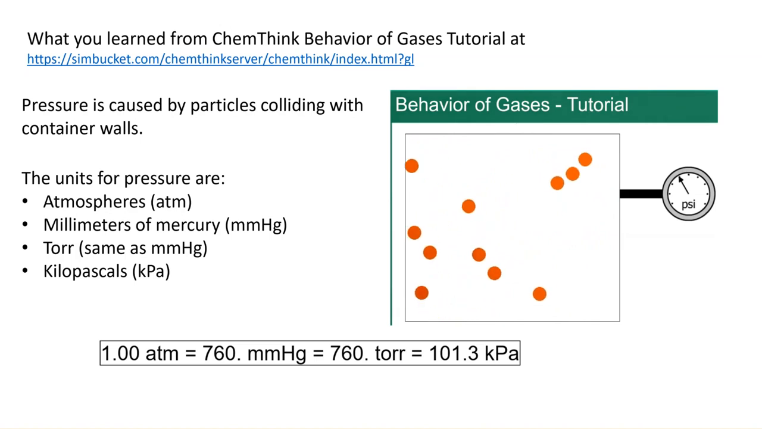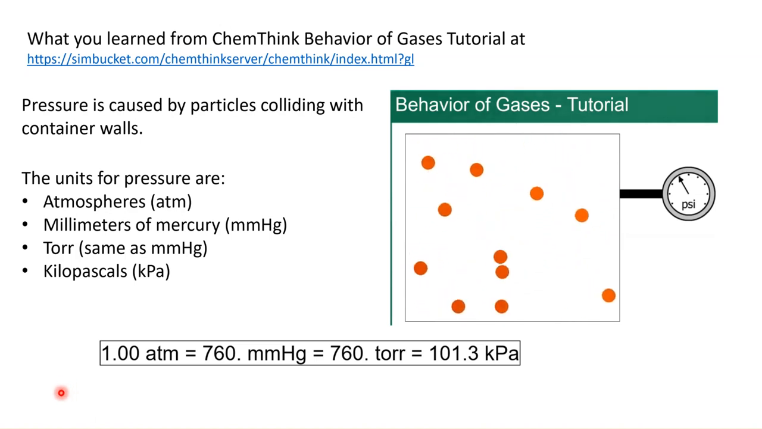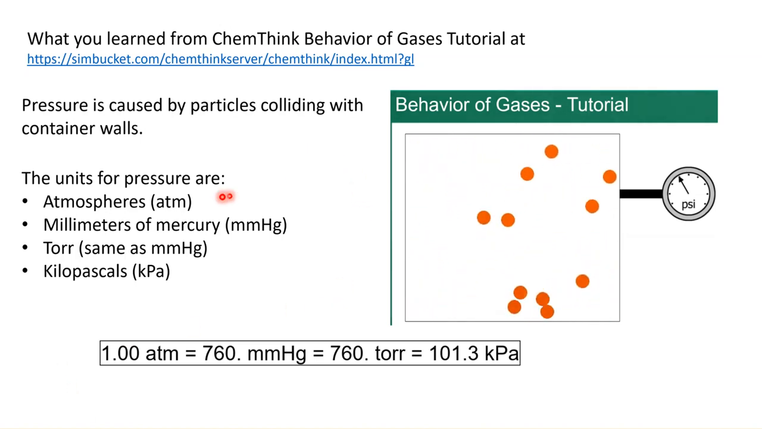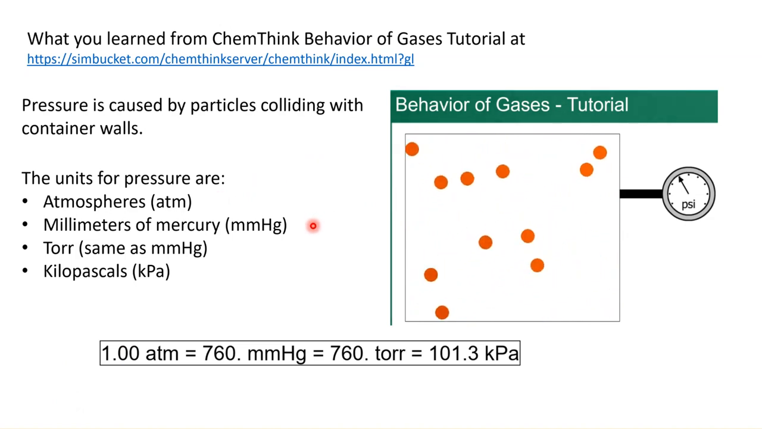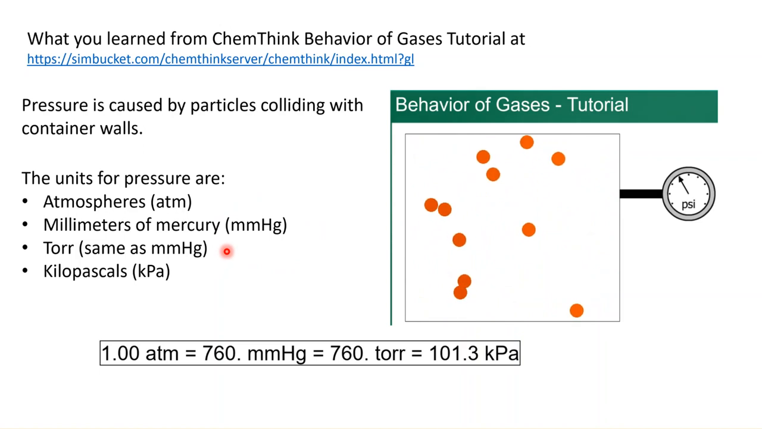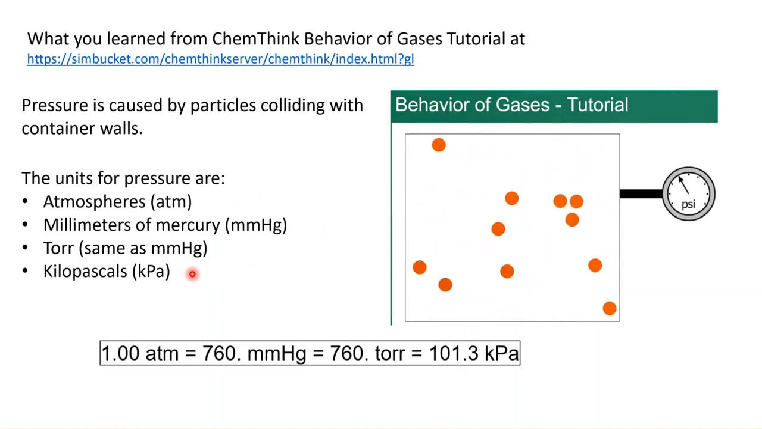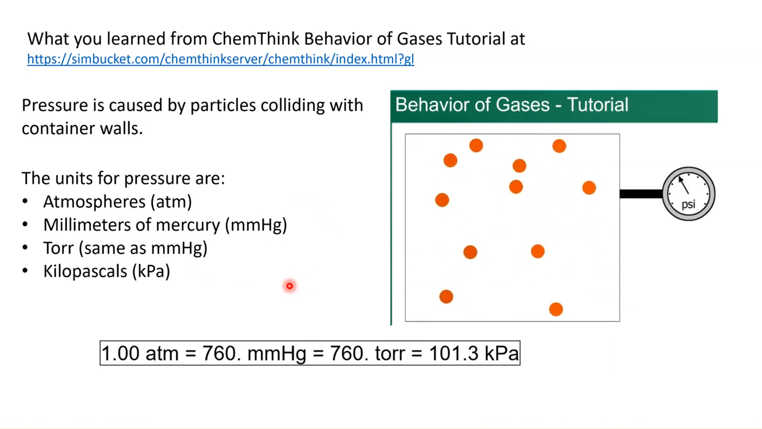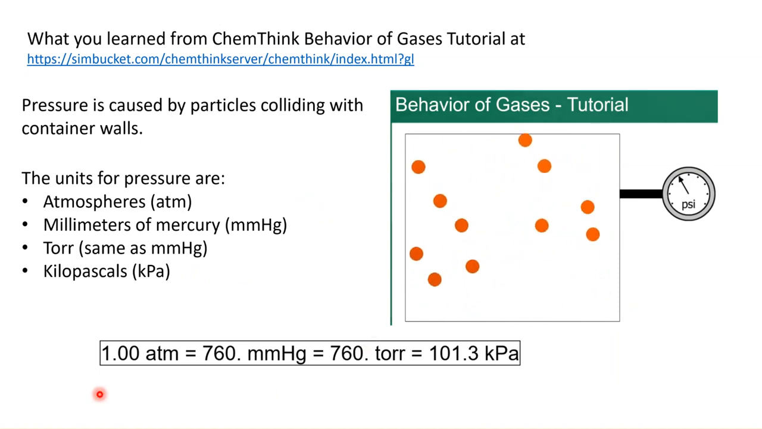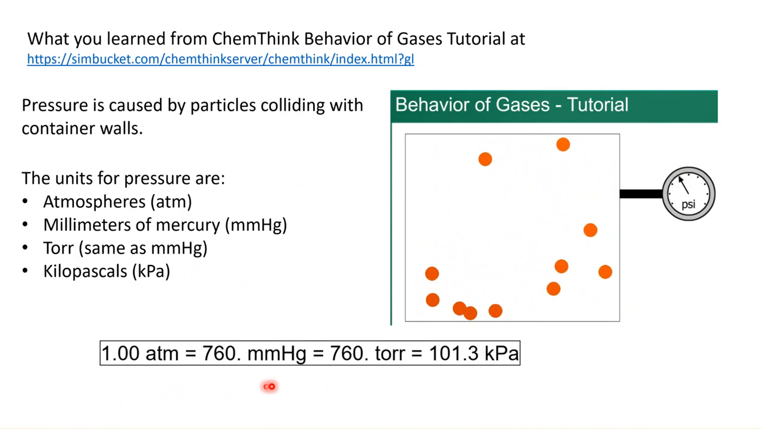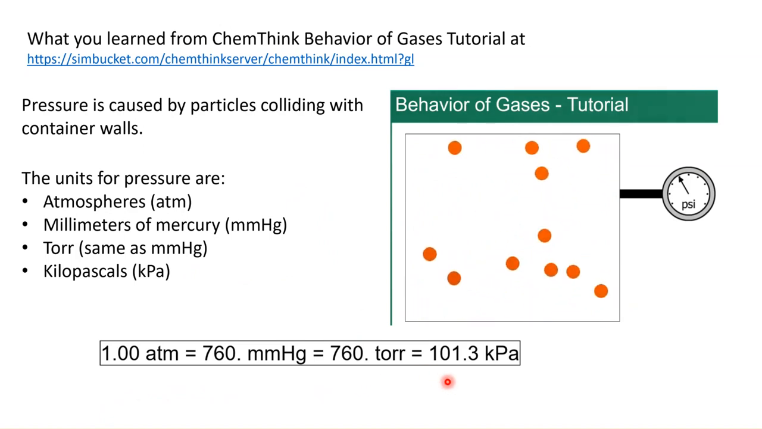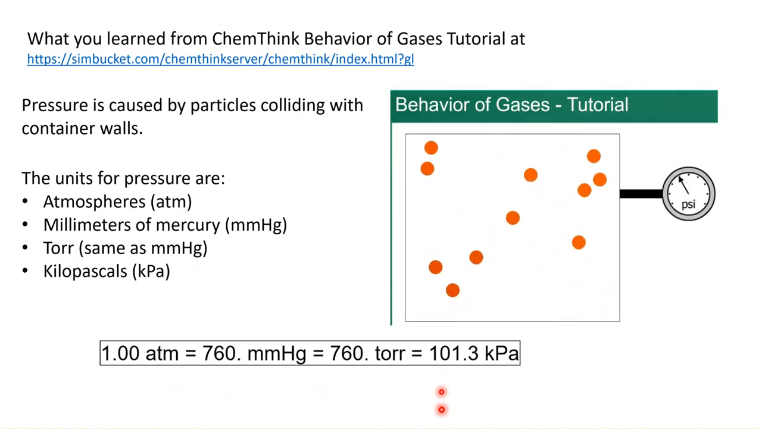The units that we will use for pressure in our next lesson's activity are atmospheres, atm, millimeters of mercury, mmHg, torr, which is the same thing as mmHg, and kilopascals. You should recognize all of these as units for pressure. If you need to, you can convert by easily found conversions. Don't worry, you do not need to memorize these.